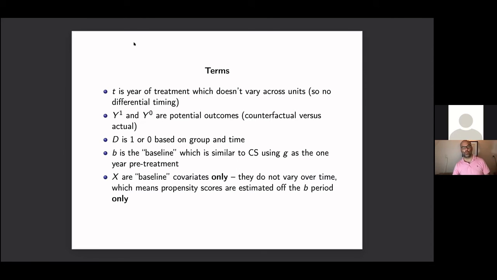So we will control for covariates, but only in the modeling of the selection into treatment. And since we are modeling the selection into treatment based on covariates, we only use the baseline values of the covariates for that modeling step. Okay, we're only going to do it for that.